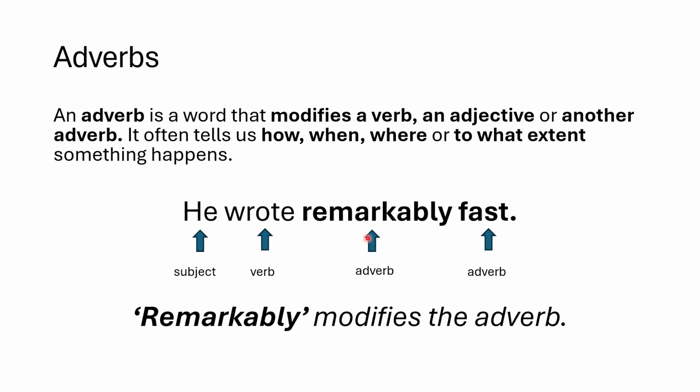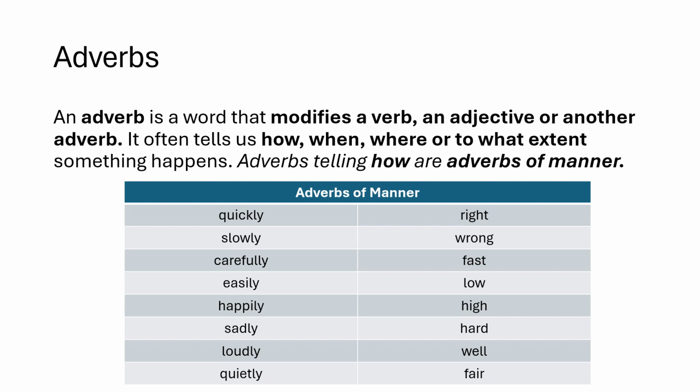He wrote remarkably fast. The subject, he, and the verb, wrote, makes sense as a standalone sentence. The adverb, fast, describes how he wrote. The adverb, remarkably, modifies the adverb fast, telling the degree. In this case, it is the degree of how fast he wrote. Adverbs telling how are adverbs of manner.